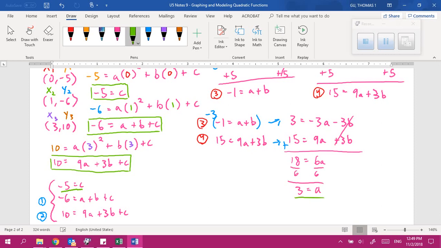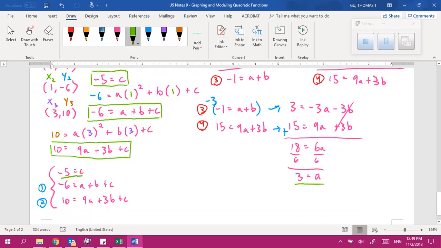What can I find next? B. With which equation? We're using 3 or 4. You have to stay with 3 or 4, right? So 3 is going to be negative 1 equals a plus b. But what's a? 3. So we're going to put 3 plus b. And so what would I do to get b by itself from here? Subtract the 3, right? And so b equals negative 4.